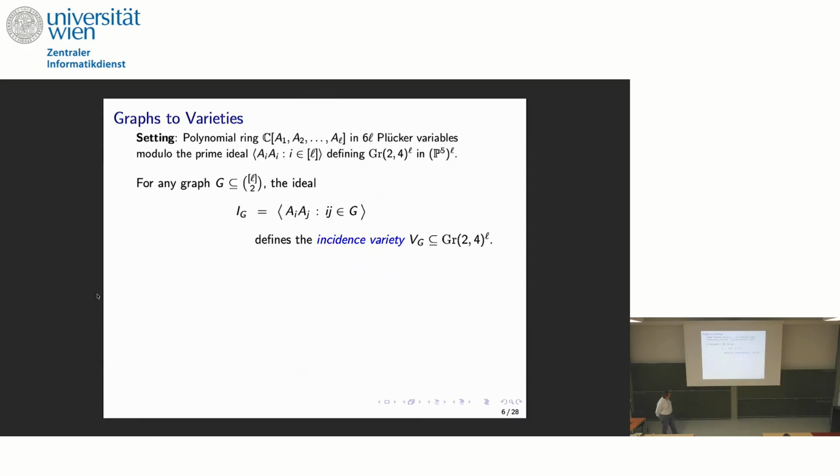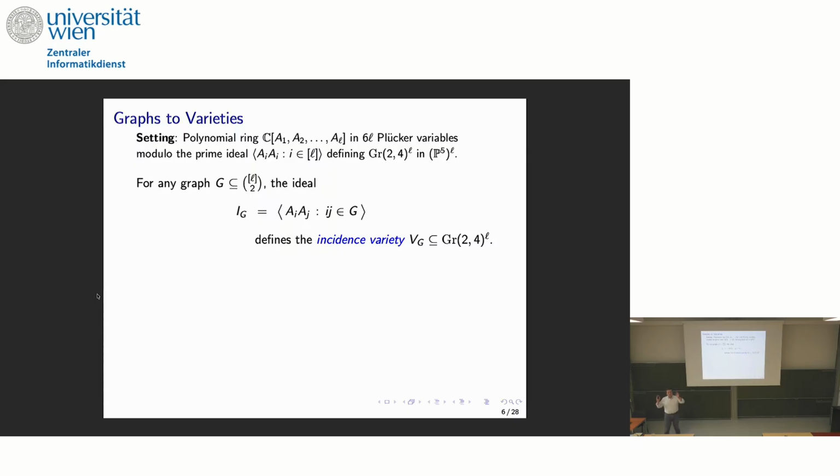Let's define this. So if we have L lines, we introduce the polynomial ring in 6L Plücker variables. So each of the L lines has 6 Plücker coordinates. And then we always throw in the equations A_i. This is just the Plücker relation, the ith Plücker relation. This cuts out this 4L-dimensional variety in this 5L-dimensional ambient space.